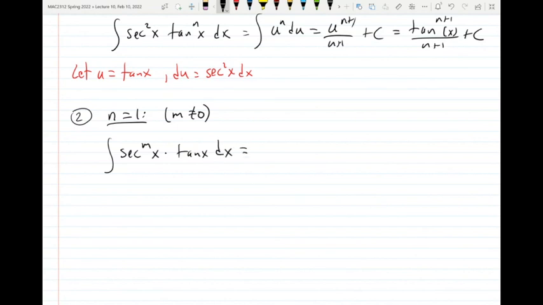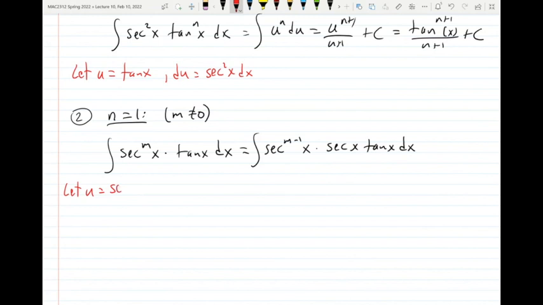Well, we do something similar to what we have done before, because we have some secant. We separate a secant with the tangent, so a secant tangent. We let u equal secant, and now du is secant tangent, right? So if you only have one tangent and then a bunch of secants, this is what you do. Separate one secant together with the tangent, and that will be our du.